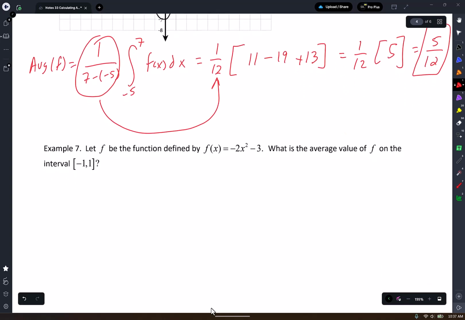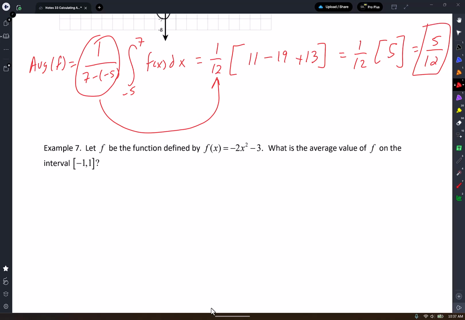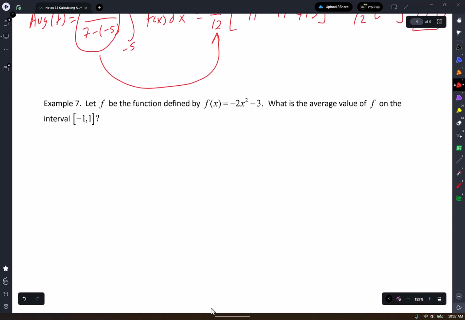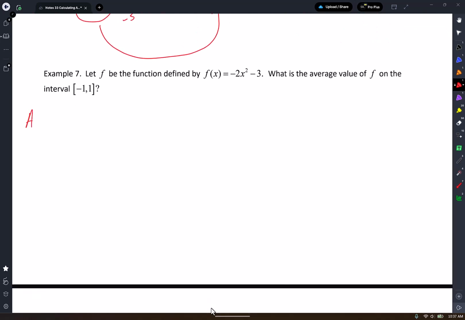Yeah, we need practice with doing antiderivatives by hand. So I did put a subset of antiderivatives by hand, polynomials. So try to use the correct notation, guys. Let f be the function defined by, and there's my f of x. What is the average value of f on the interval negative 1 to 1? So I'm going to go slow, and you guys stop me if we're doing something that we haven't done before.